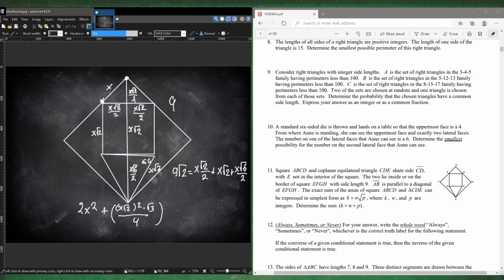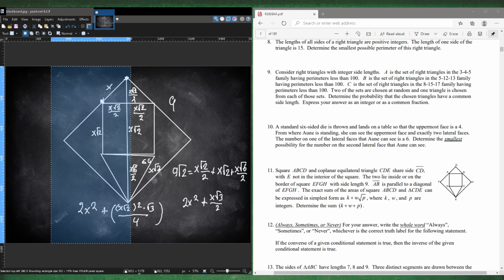So what is this simplified? Well, that's 2x squared times square root 3 divided by 4. So that's just x squared times square root 3 over 2. So that's 2 plus square root 3 over 2, times x squared. Okay, so we need to find x in this equation, and then we need to plug it into this.